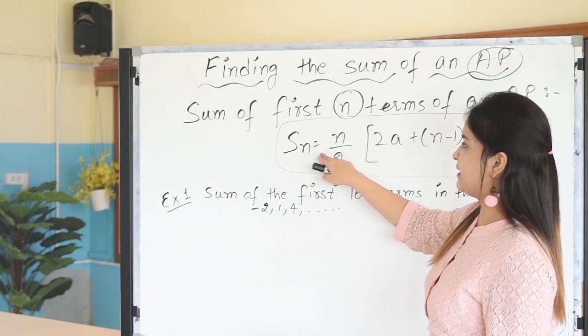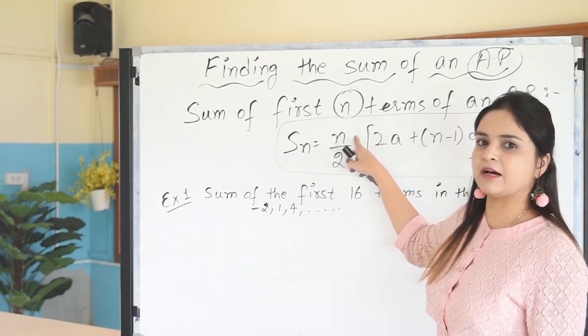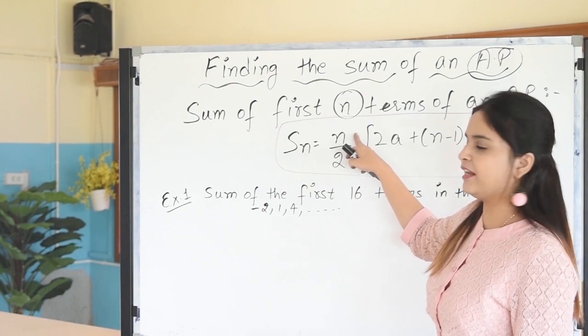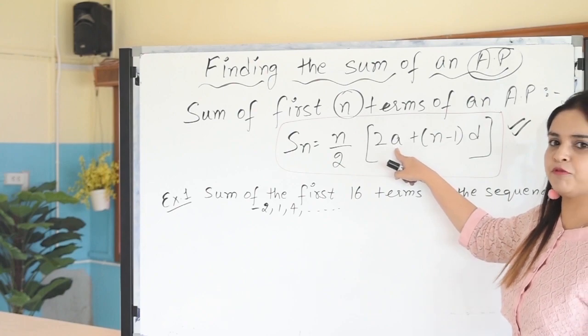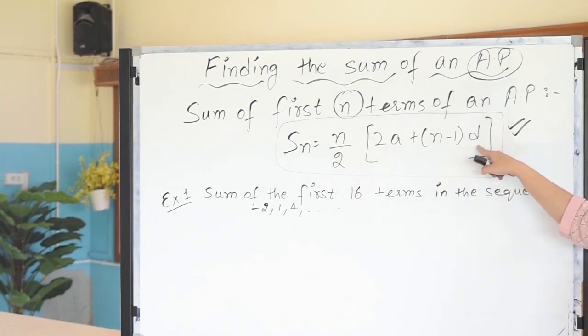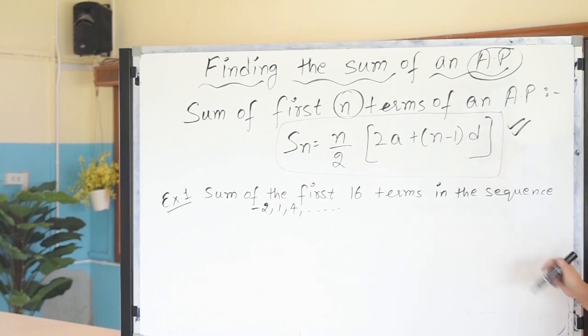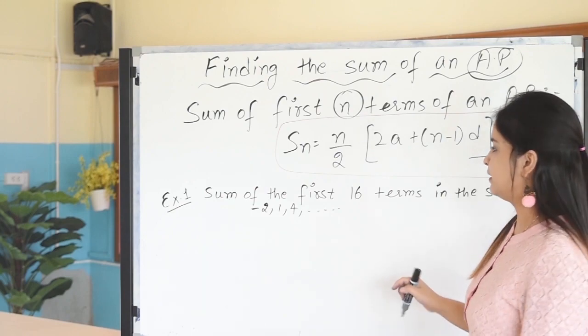Now Sn is equal to n over 2. So if you have to find the sum of first 5 terms, n will be 5. 2a, a is your first term, plus (n minus 1) times d. d is your common difference. Now let's use this formula using some examples.